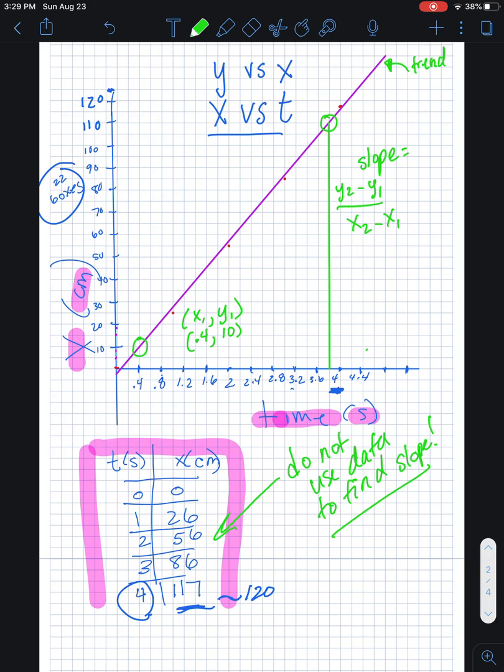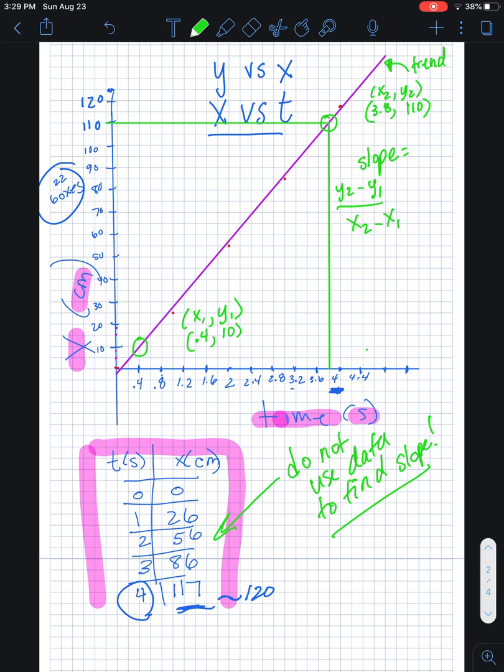Okay, it looks like I am at 3.8 as one of my ordered pairs, so I'm going to write them up here for you, x2, comma y2. And so I am at 3.8 and 110.